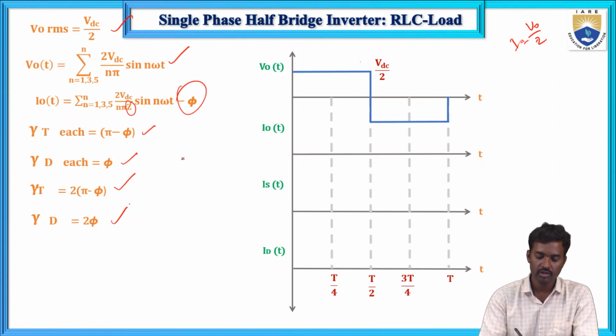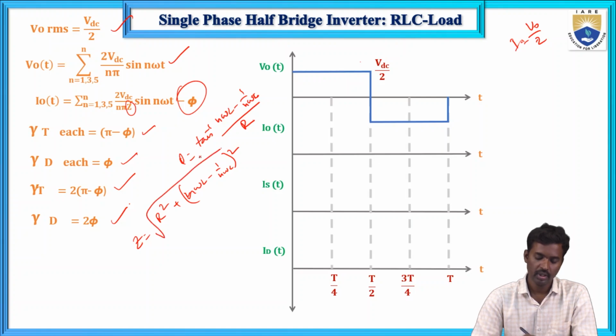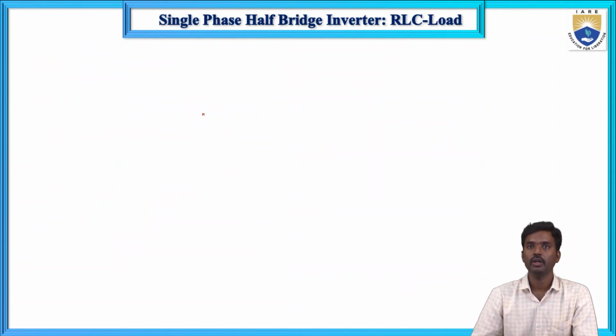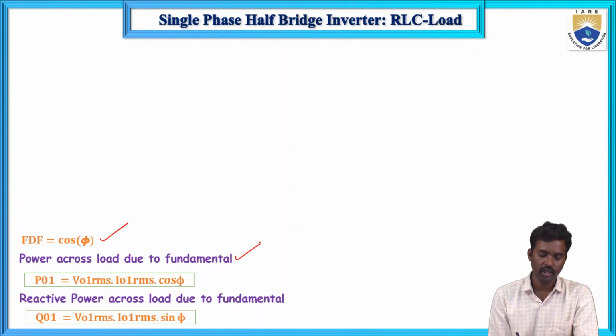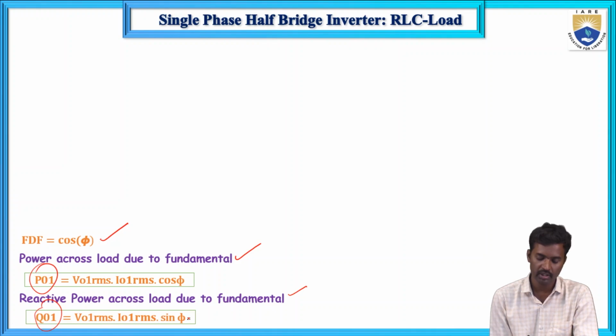So what is the formula for phi? Phi equals tan inverse of n omega L minus 1 by n omega C, divided by R. And next, Z equals the square root of R square plus the whole square of n omega L minus 1 by n omega C. So this is Z, and this is phi. Now the fundamental displacement factor and total power across the load due to the fundamental: P01 equals V01 RMS and I01 RMS cos phi, and Q01 equals V01 RMS and I01 RMS sin phi.